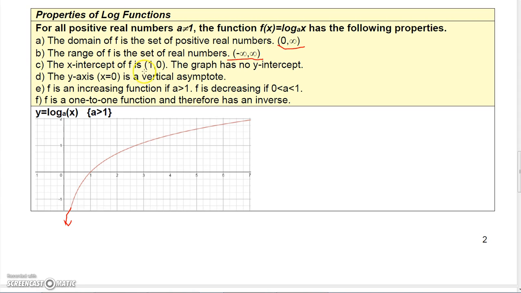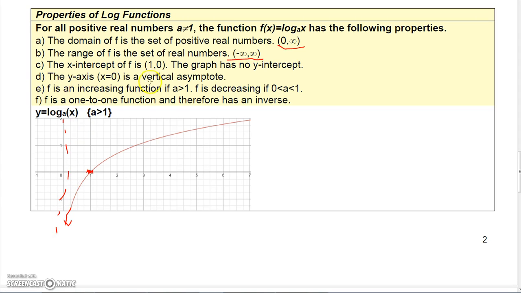Now here the x-intercept is the point (1, 0). Remember on the other graph, the exponential graph, we had the y-intercept (0, 1). Well, here we have the x-intercept (1, 0). And of course the graph has no y-intercept. The y-axis is a vertical asymptote. So the y-axis serves as a vertical asymptote.